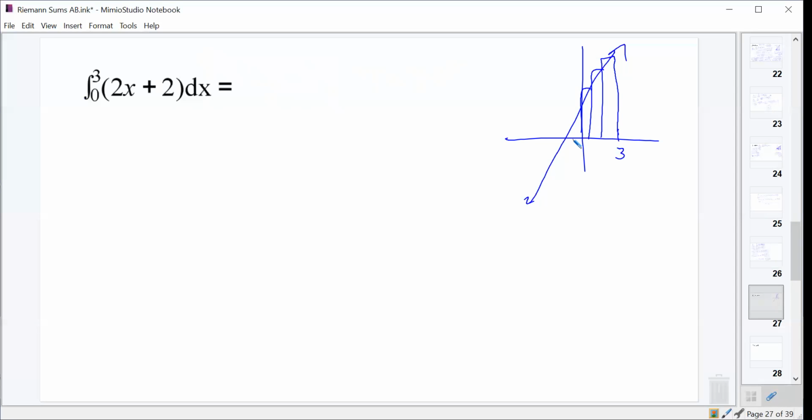So the first thing we should do is write it out as a limit as n approaches infinity of our sum from k equals 1 to n of 2x sub k plus 2 times delta x. And then we need to figure out what delta x is and what x sub k is. So what is delta x? 3 over n. Okay. And what is x sub 1 going to be? How far do we go from the origin to get to the place where we go up to find the height?